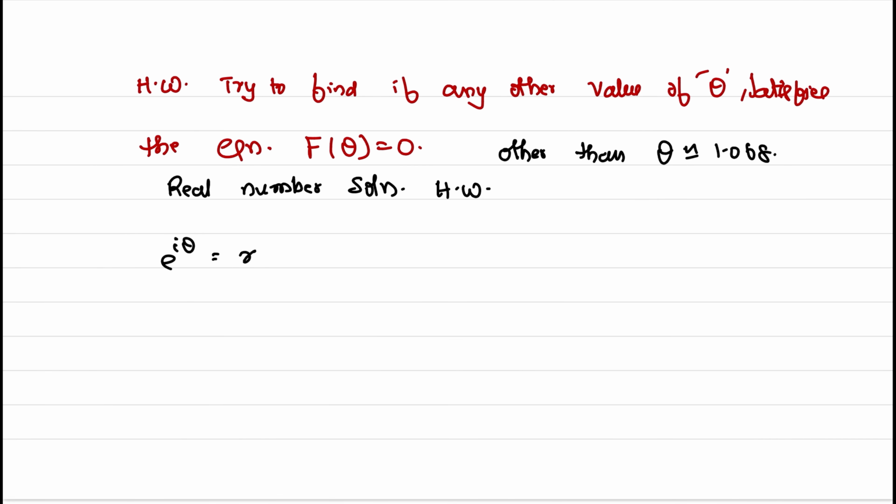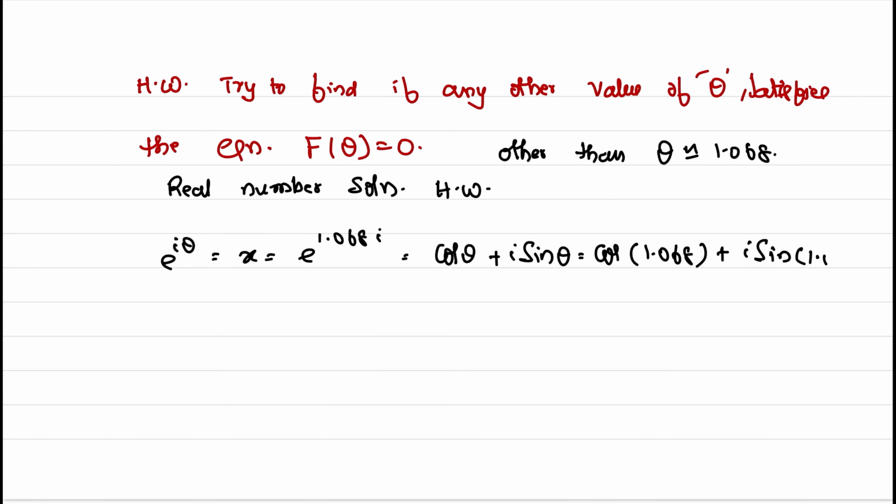How to write e to the power of i theta? Once we know that x is equal to e to the power of 1.068 i, that is equal to cos theta plus i sin theta. That is equal to cos 1.068, these are all radians, plus i into sin 1.068. That means x is equal to cos 1.068. What is its value? Once radians are there, you have got the online calculator with you.